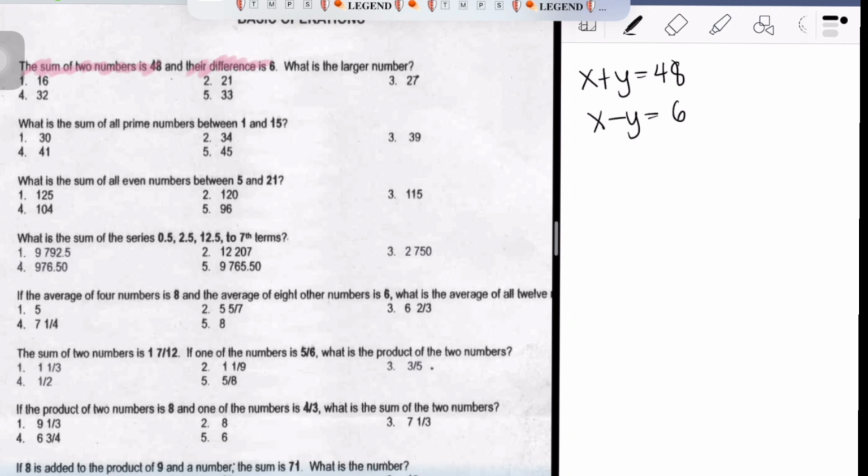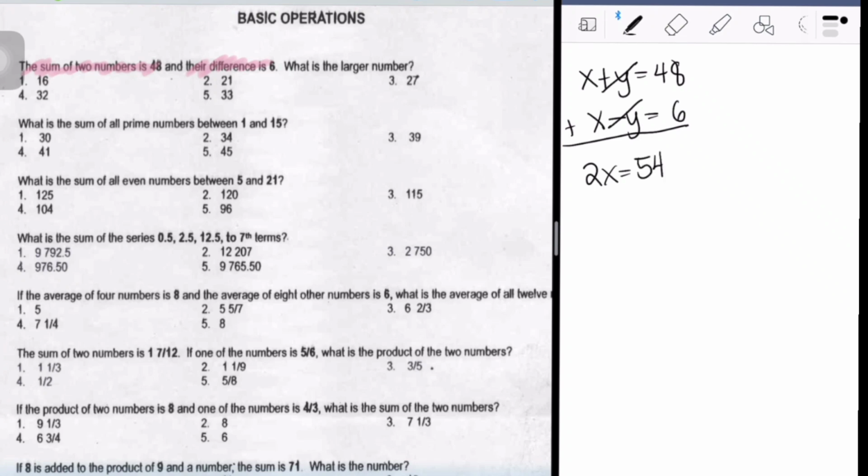So as you can see, mapapansin natin that we can now solve this equation by elimination. Why elimination? Because we want first to eliminate the variable y since they produce 0 pairs. Okay? So by elimination, we'll just add or subtract the equations. Here, I'm going to use addition. x plus x, that is equal to 2x, is equal to 48 plus 6, that is equal to 54. So we divide both sides of the equation by 2. So 54 divided by 2, then x is equal to 27.